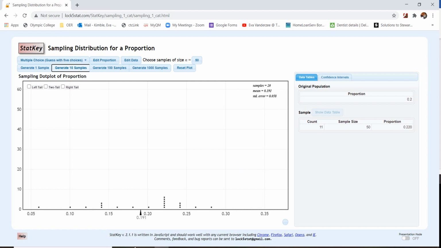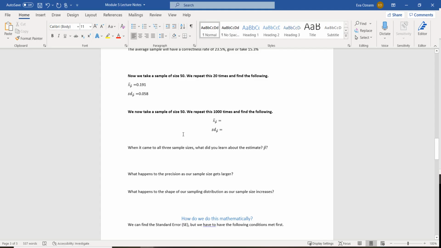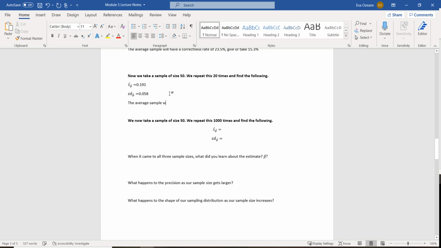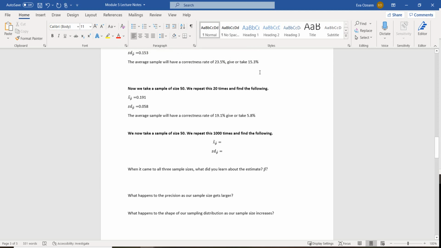So now our mean is 0.191, and our standard deviation went way down. So we're only 1% off now, whereas before we were about 3.5% off. What this means is that the average sample will have a correctness rate of 19.1%. Give or take, now it's dropped down to 5.8%. So as we can see, our samples average went down a little bit and got a little bit closer to the actual true percentage, which is a 20% chance. But what really crashed down was our standard deviation.